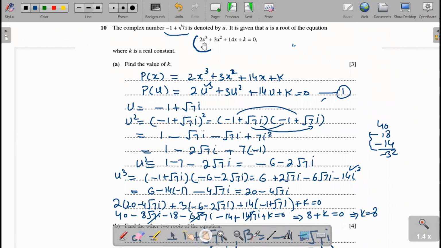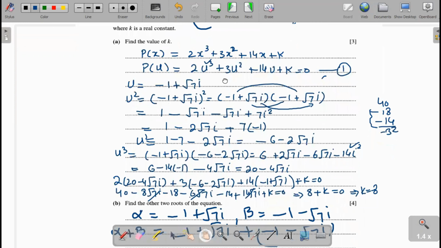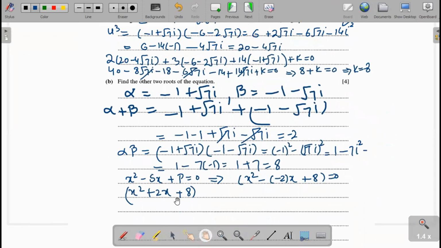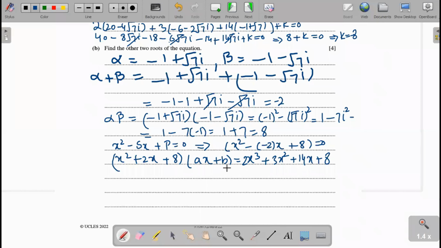And the equation is 2x cubed plus 3x squared plus 14x plus k, where k is 8, we put 8 here, and one of the factors is this x squared plus 2x plus 8. Now the other factor will be ax plus b, multiplied by this, and that will be equal to 2x cubed plus 3x squared plus 14x plus k, where k is 8.